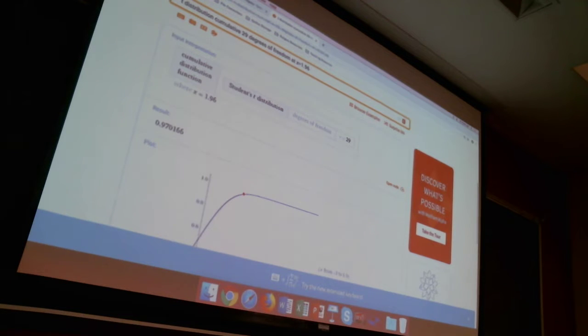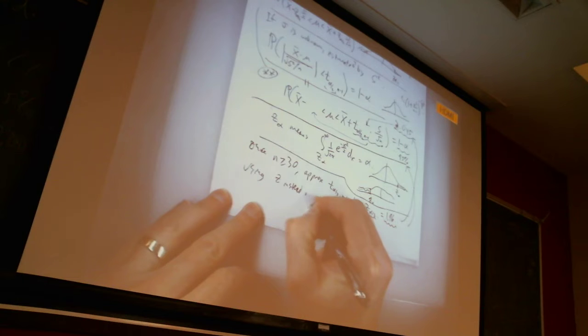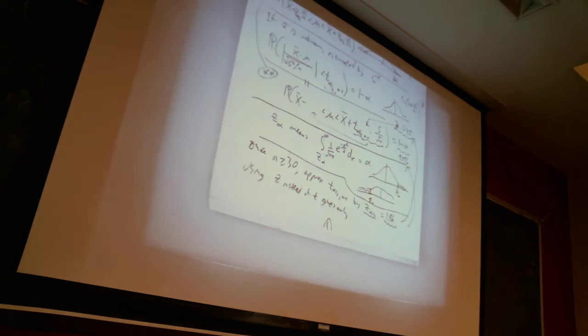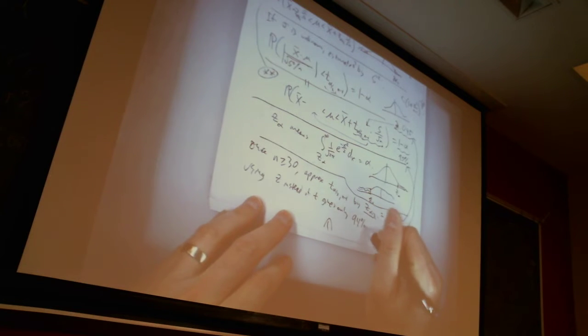Does everybody see that? So what does that mean? Let's go back to the board. Now that we have all these numbers, I don't think we need the numbers anymore. So using z instead of t gives only, I have 3% error on each side, so my total error is 6%. That's a 94% confidence.